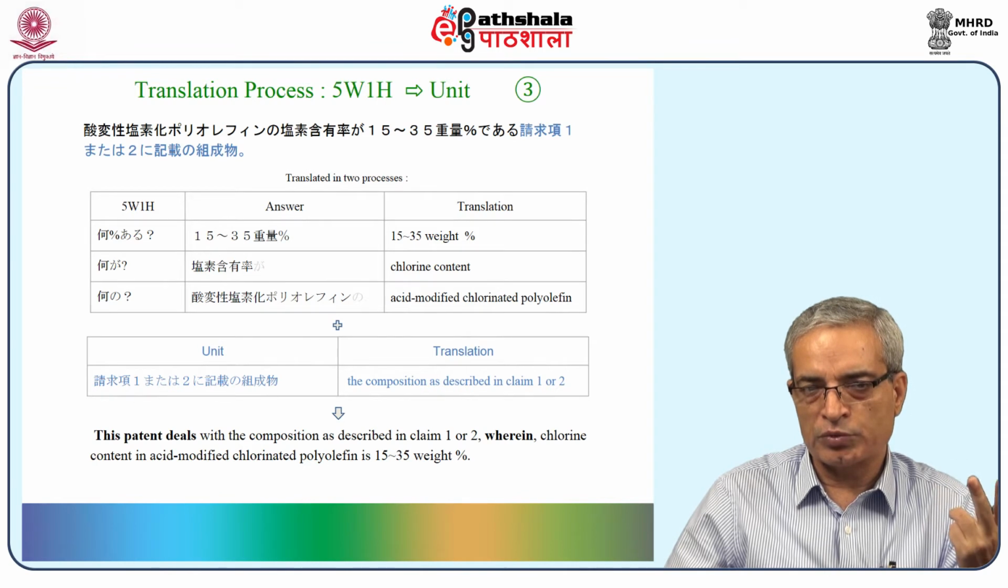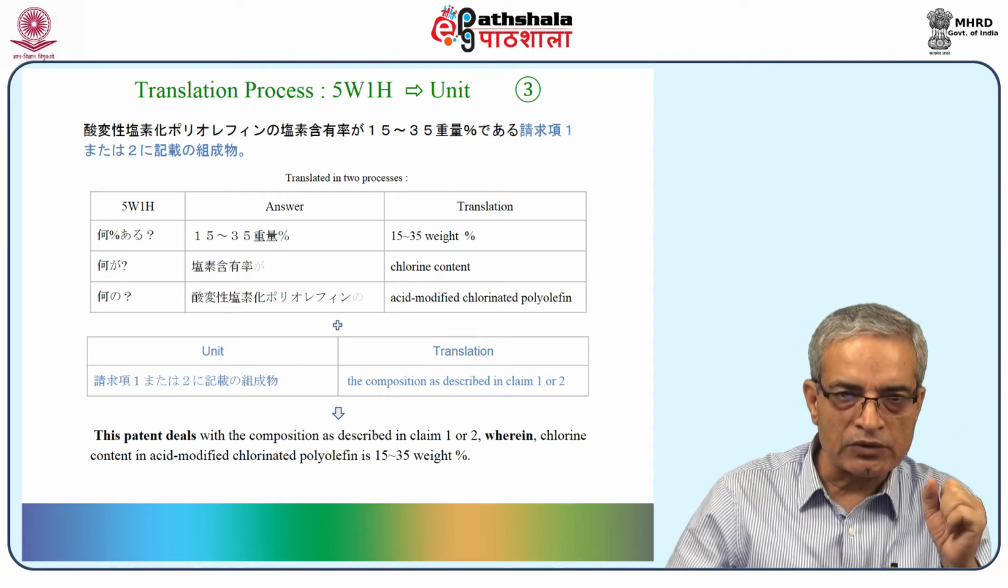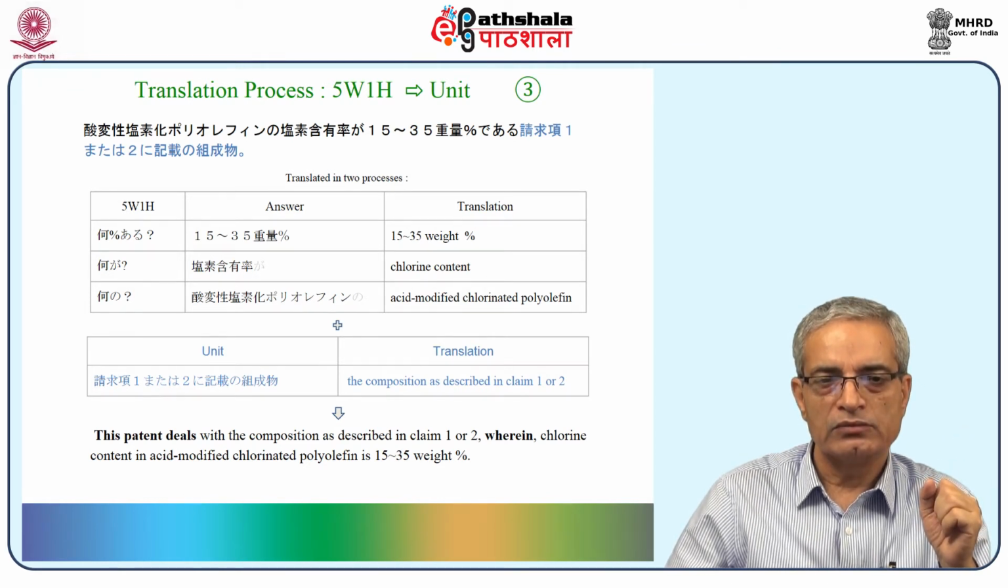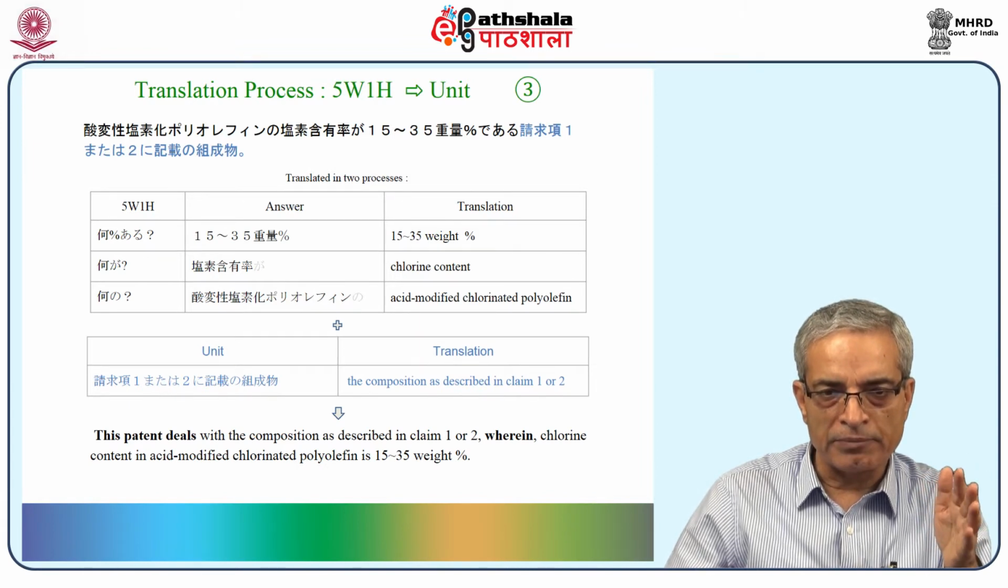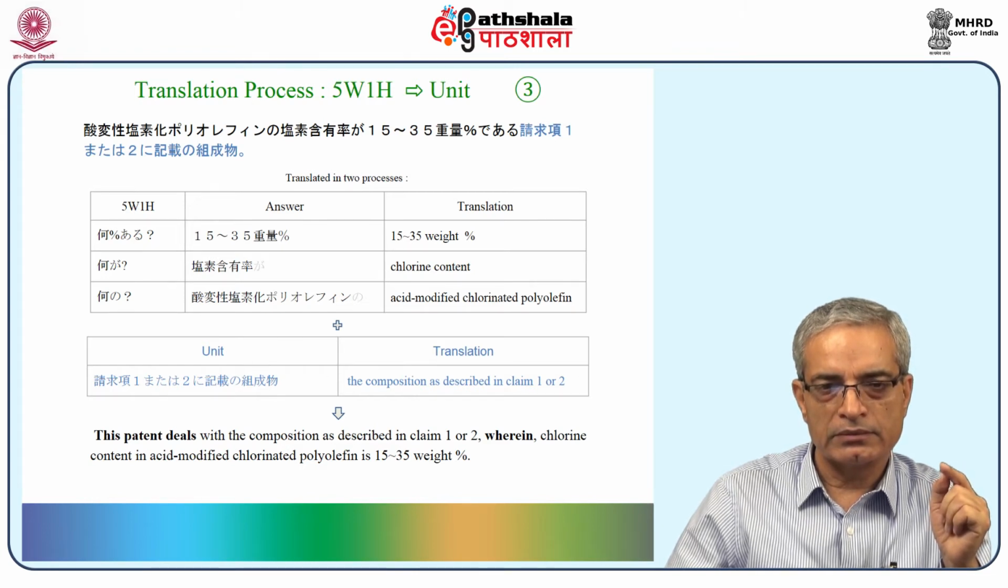So yes, Surabhi, why don't you do it complete? Okay, let me ask the questions. In this sentence, nam percent aru? 15と、15ないし35 10%. 何が何パーセント？何が？塩素含有率が。So chlorine content.